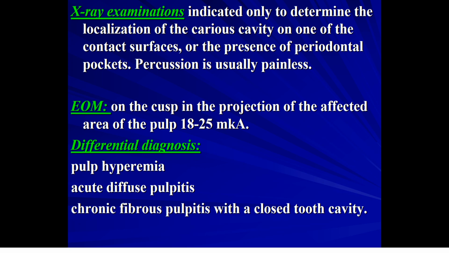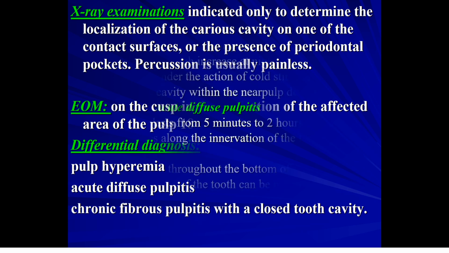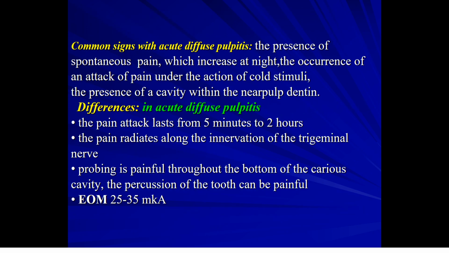Differential diagnosis is made with pulp hyperemia, acute diffuse pulpitis, and chronic fibrous pulpitis with a closed tooth cavity. Common signs with acute diffuse pulpitis: the presence of spontaneous pain which increases at night, the occurrence of an attack of pain under the action of cold stimuli or irritants, and the presence of a cavity within the near-pulp dentin.